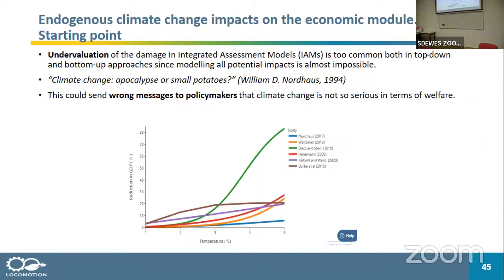For example, the blue one is proposed by Nordhaus in his DICE model in 2017, and he says that an increase in temperature of 5 degrees will only cause a reduction in GDP of less than 10%, right? Whereas climate scientists are saying that a 2 degrees increase is going to involve the appearance of tipping points and so on. So more or less you can have an idea of what the situation is.